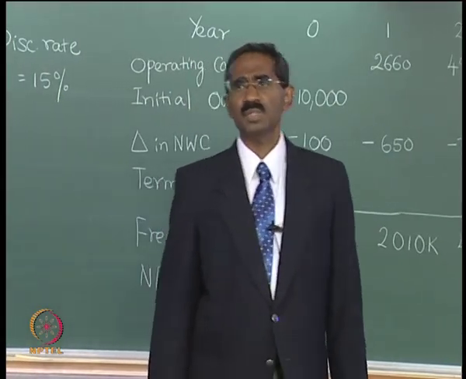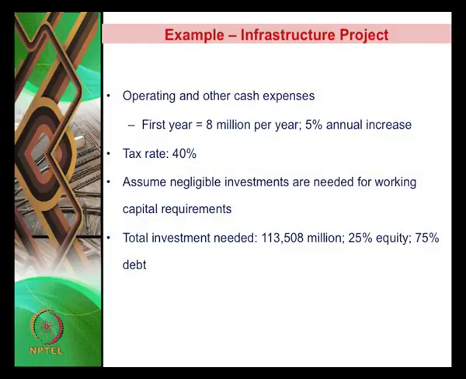And the total investment that is needed, so this pertains to the initial outlay. The total investment that is needed is 113.508 million, and then we are actually getting the initial capital from two sources: 25% of it from equity and the remaining 75% by way of debt.